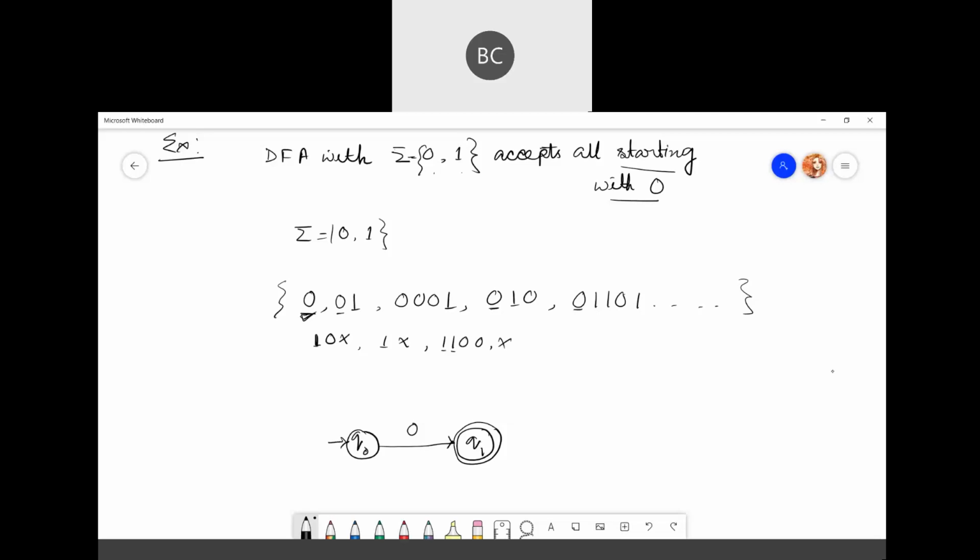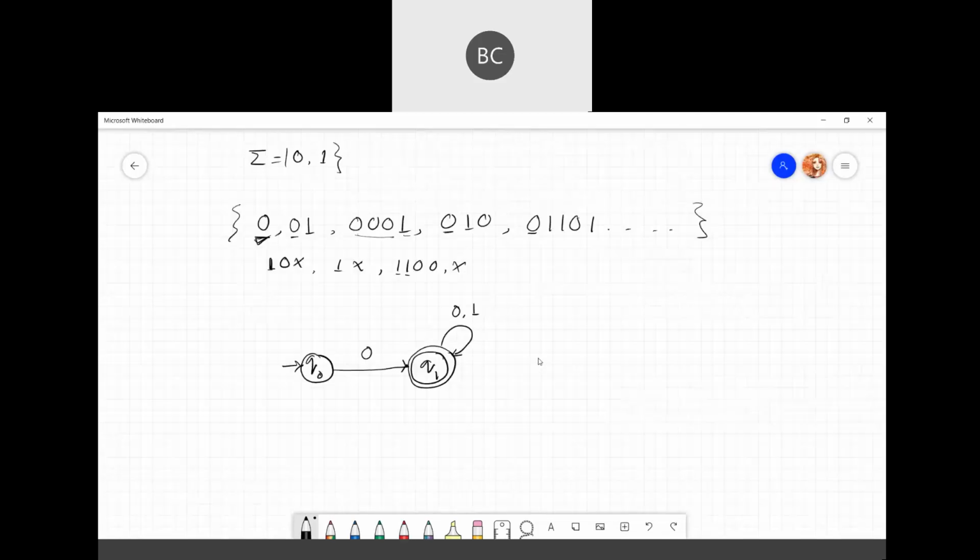Now for Q1, there are also conditions like there can be multiple zeros. There can be one also. Correct. So from here, if I make a self loop and say 0 and 1, it is accepting all strings. Correct.